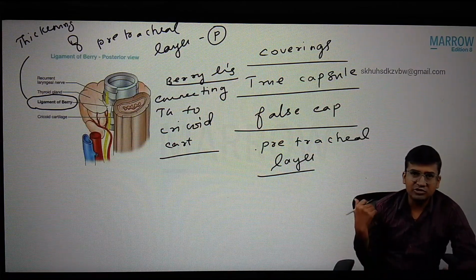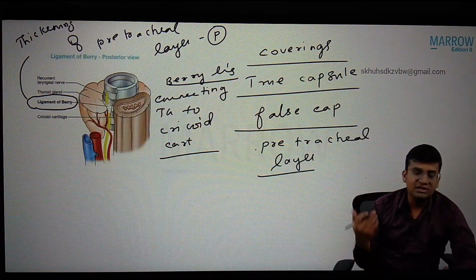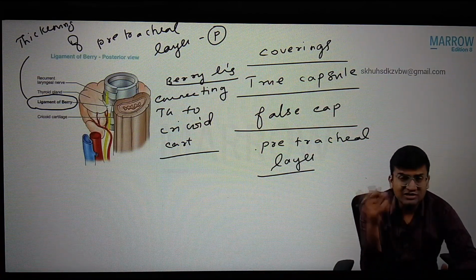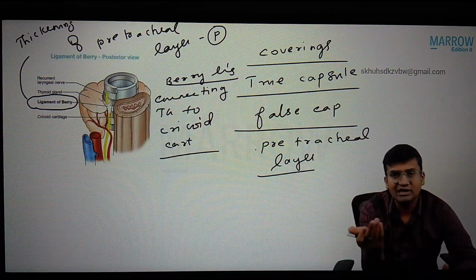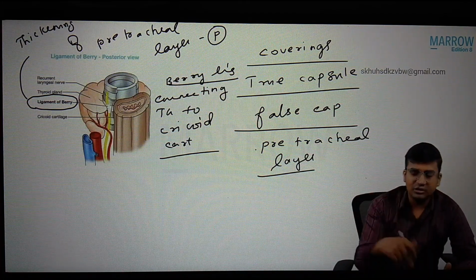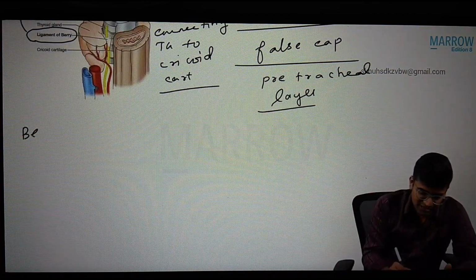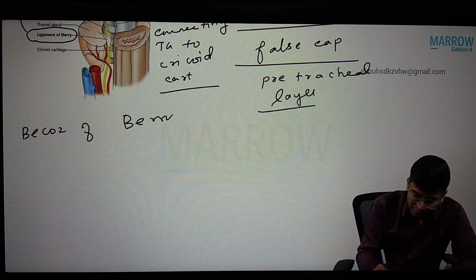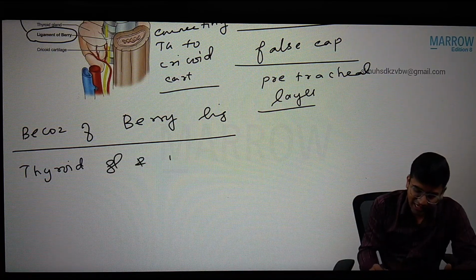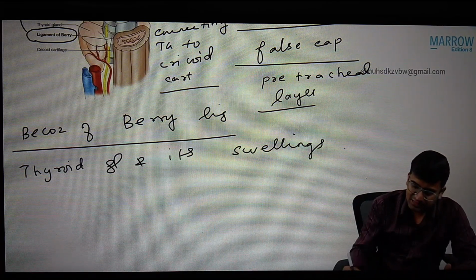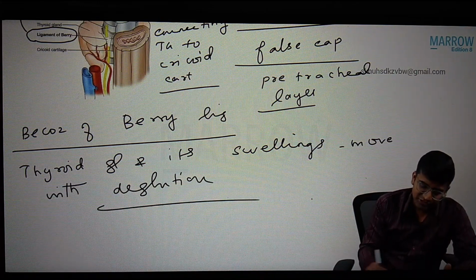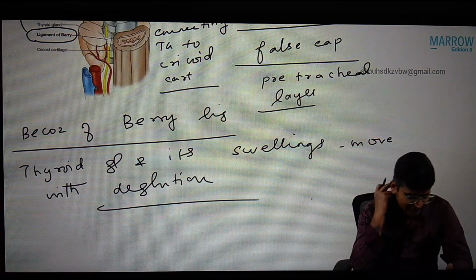Now what is the function? I told you in the deep cervical fascia discussion that during deglutition, the larynx, pharynx, trachea, and esophagus move. Because the Berry ligament attaches the thyroid gland to the cricoid cartilage, the thyroid gland is attached to the larynx. So along with the larynx, the thyroid gland also moves with deglutition. Because of the Berry ligament, the thyroid gland and its swellings move with deglutition. That's all about the coverings.